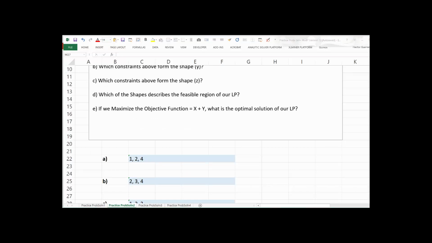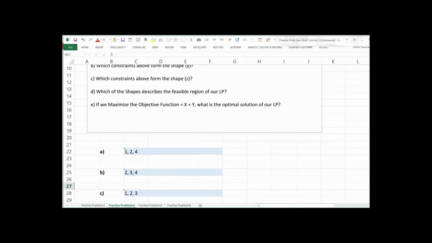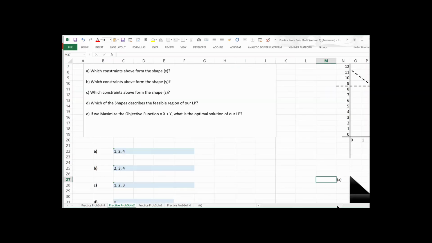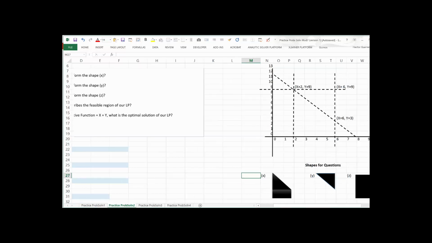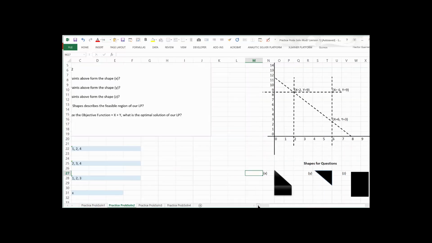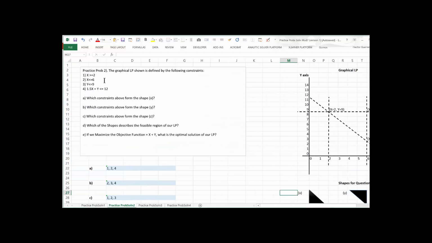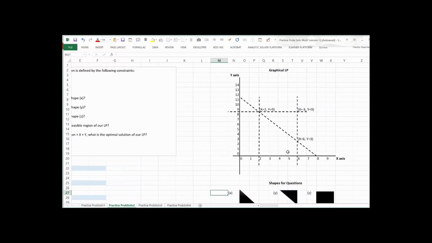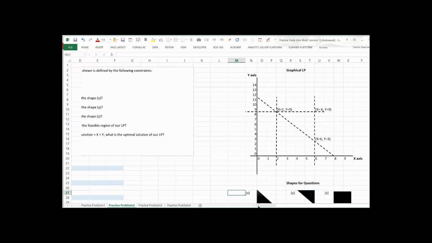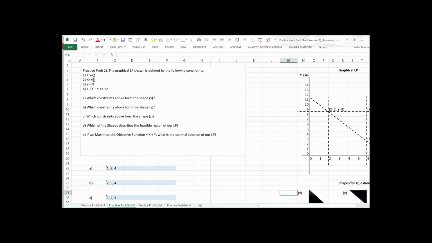And so how do I know it's 1, 2, and 4? Well, if we go back to the graph, constraint 1 is x is greater than or equal to 2. So this line, and this line are those constraints, 1, 2, and 4.